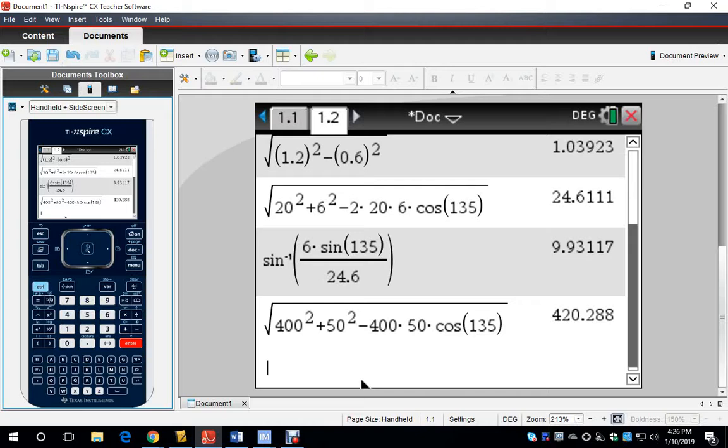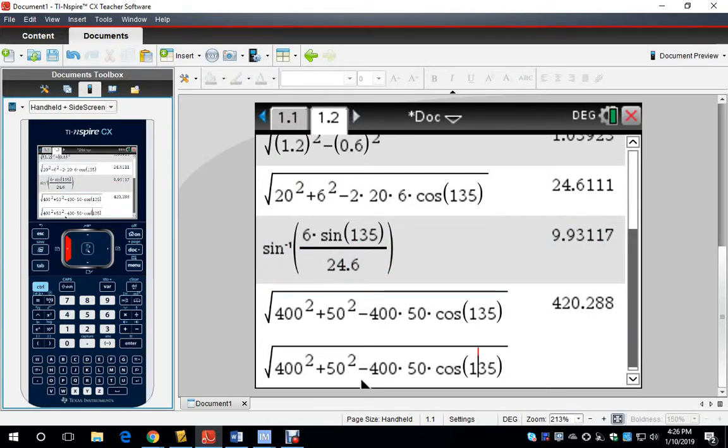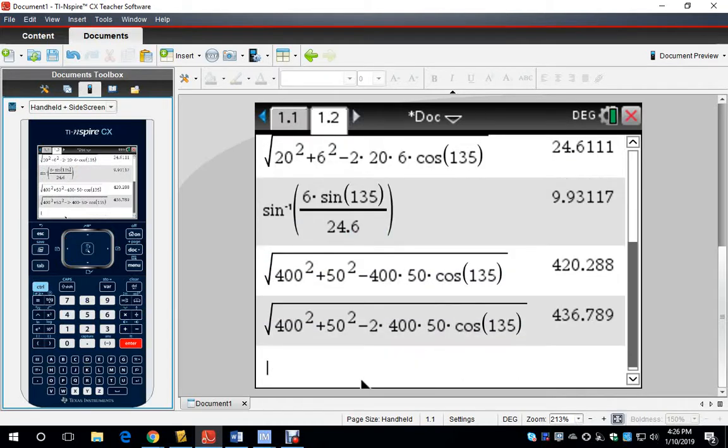Oh, I forgot the minus 2. See how we have a negative 2? I forgot the negative 2. Silly mistake. I did that on the paper as well. I'll just throw this in. We have 2. So we end up with a magnitude of 436 or 37. Let's just do 3 significant digits. So our magnitude is 437 kilometers per hour.